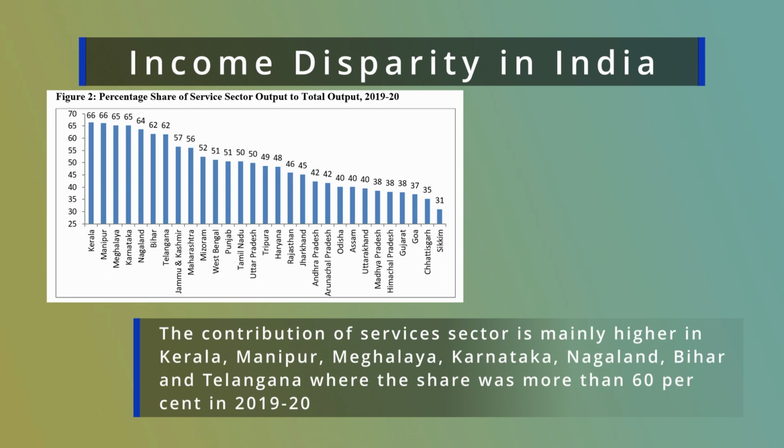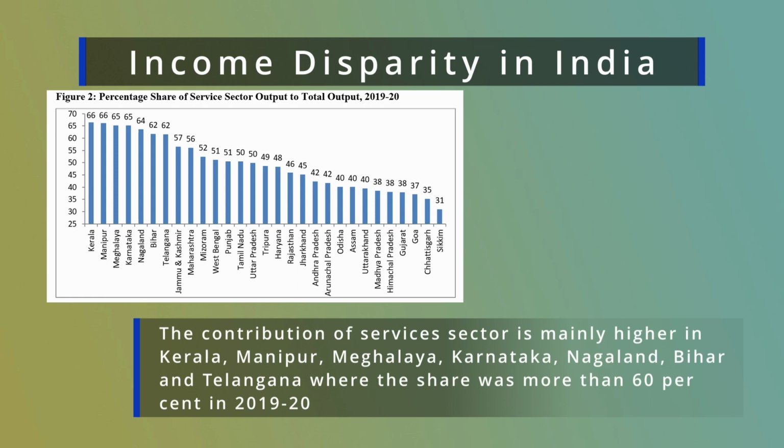Side by side, if we look into the variation of the tertiarization across states of India, we can measure the tertiarization by the percentage share of service sector output to total output. This figure helps us to understand the extent of variation of the tertiarization across states of India. In case of Kerala, the share of service sector is 66%, and also for Manipur. But in case of Sikkim, it is only 31%.